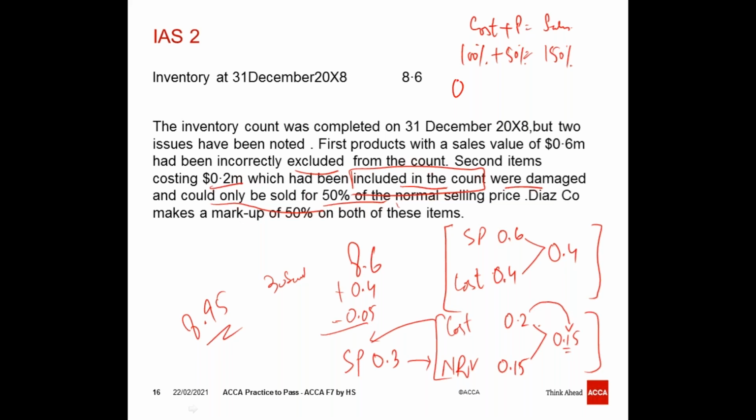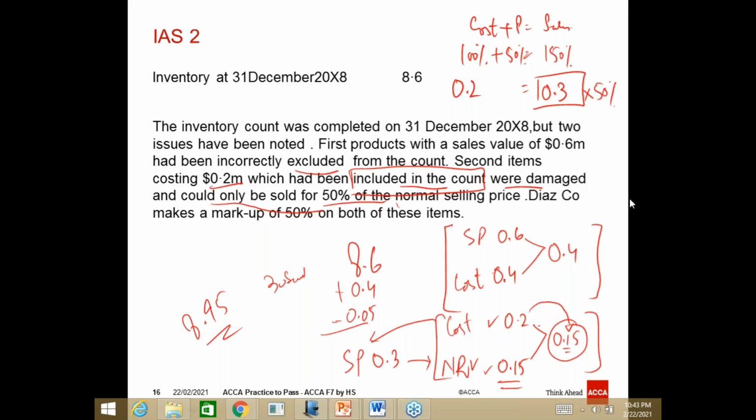We have been given a cost of 0.2 million. If you divide 0.2 million by 100% and multiply it by 150, we get the sales value, which is 0.3 million. So the cost price is 0.2 and the normal selling price is 0.3 million, and the question says that as the goods are damaged, they could be sold at 50% of the normal selling price. When we take 50% of 0.3, it becomes 0.15. The cost is 0.2, the NRV is 0.15. It should be measured at 0.15. Is it clear?